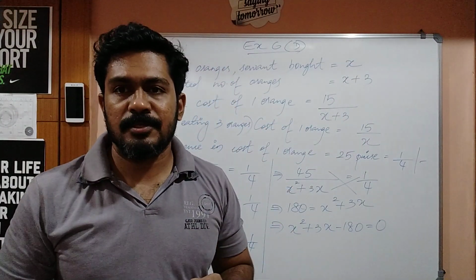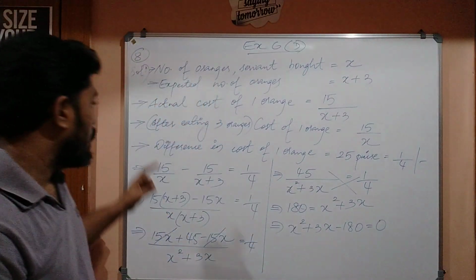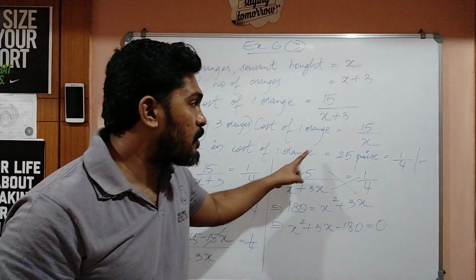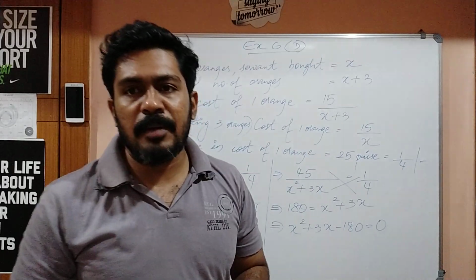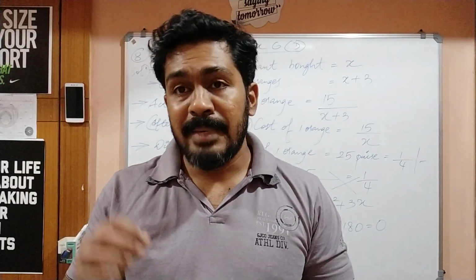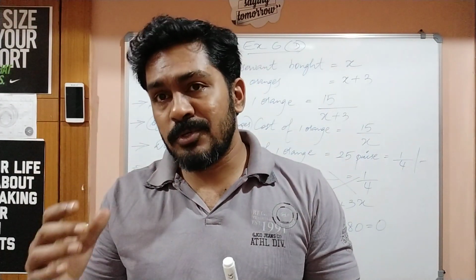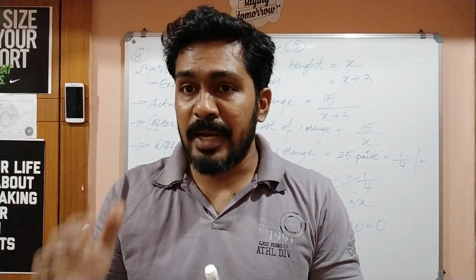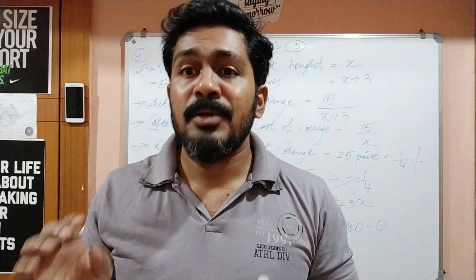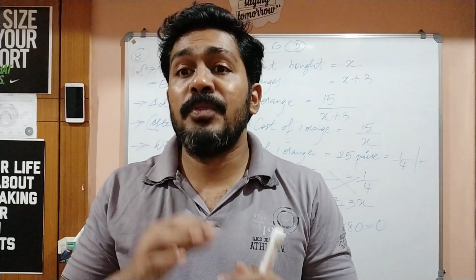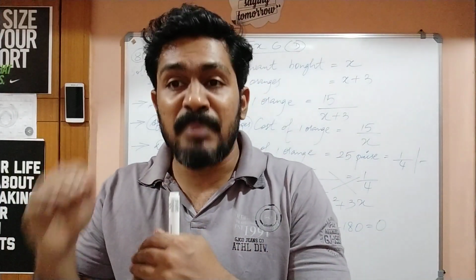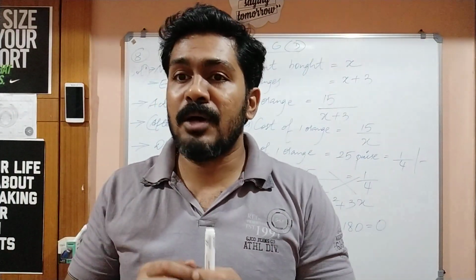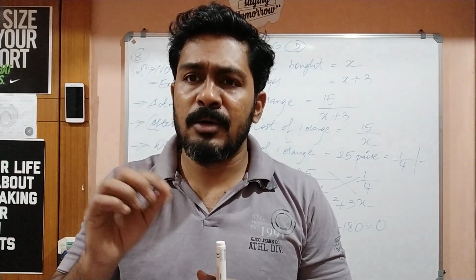Now see children, the difference in the cost of one orange can be taken as 25 paise, because Mr. Mehra was supposed to spend 15 rupees on X plus 3 oranges, but he is spending 15 rupees on how many oranges? Only on X oranges. So the more amount of money which he is spending on one orange is how much? 25 paise, otherwise 1 by 4 rupees.